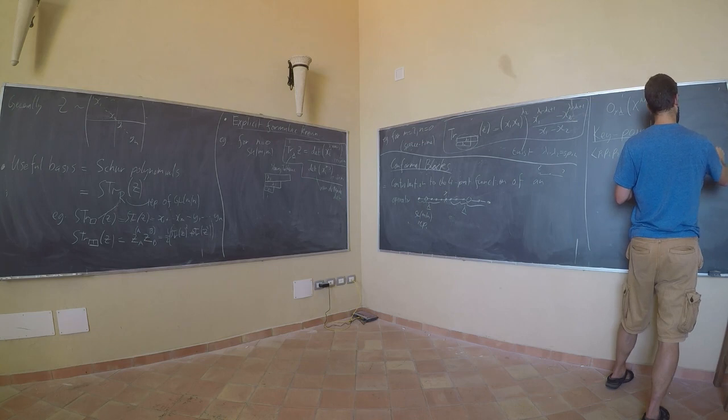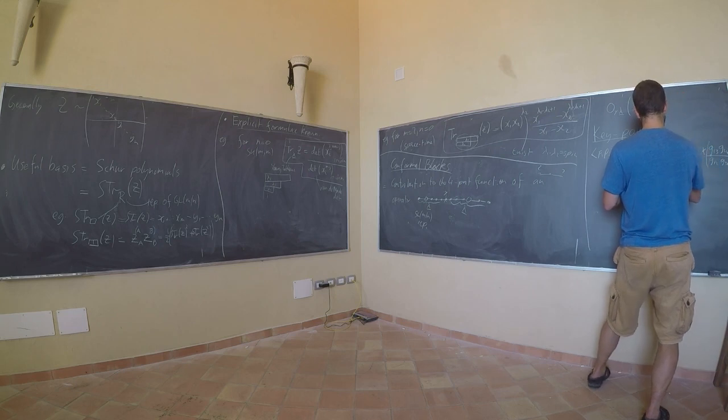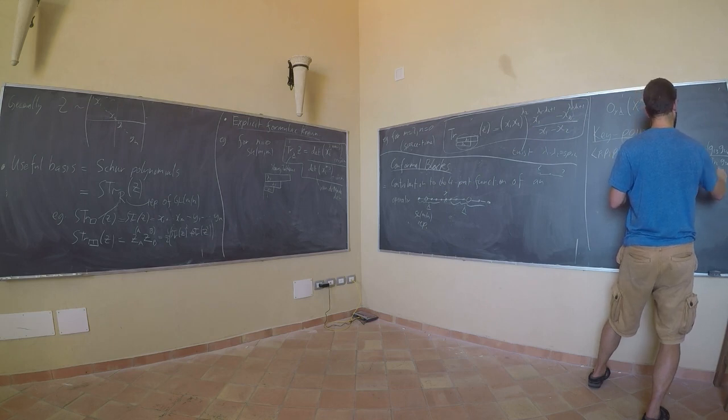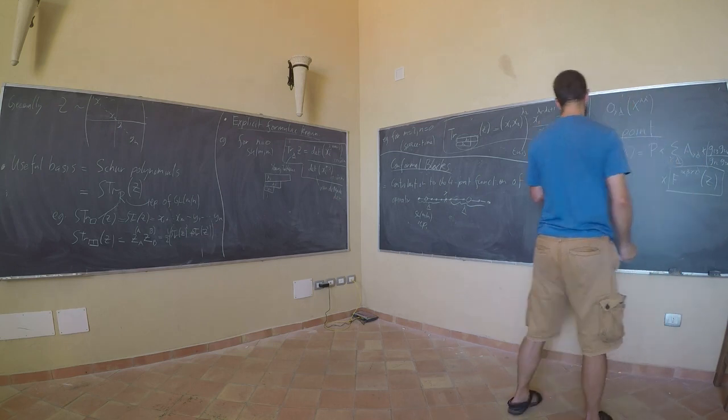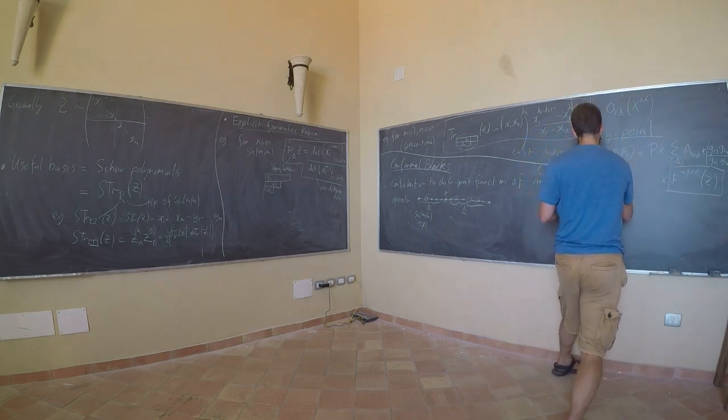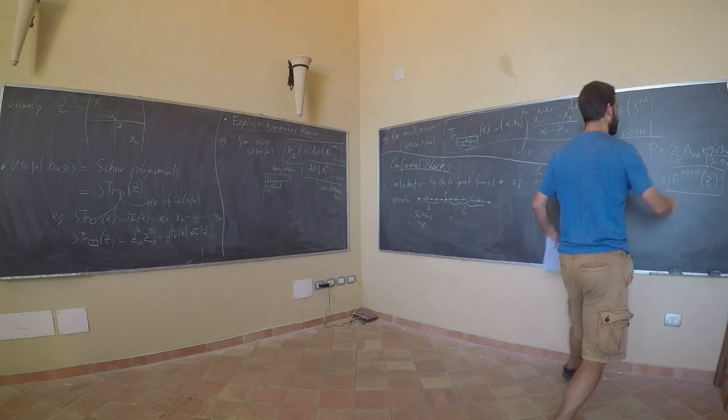Times G13, G24 divided by G12, G34 to the power gamma, times something I'm calling F alpha beta gamma lambda of Z. This, if you like, is the conformal block for me. And F alpha beta gamma lambda. Sorry, alpha and beta, I should say what these are.